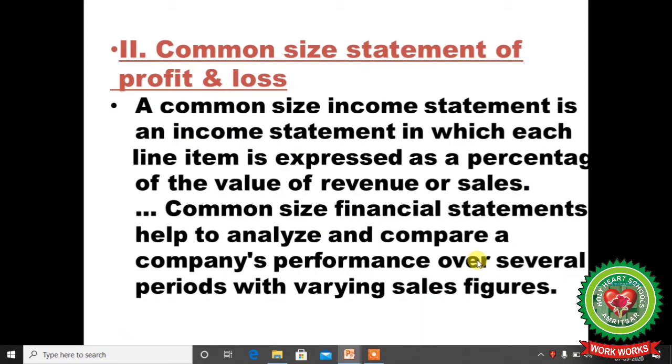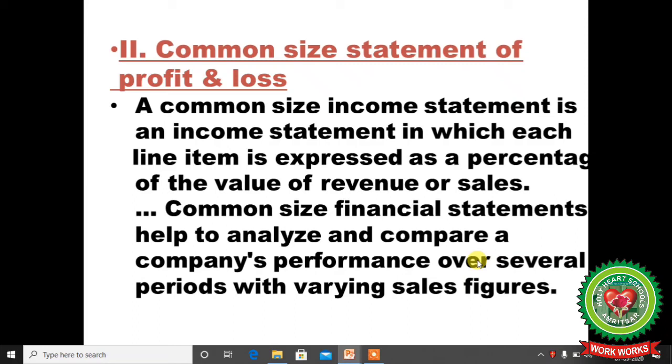Now, common size statement of profit and loss. A common size income statement is an income statement in which each line item is expressed as a percentage of the value of the revenue or sales. Common size financial statements help to analyze and compare a company's performance over several periods with varying sales figures.